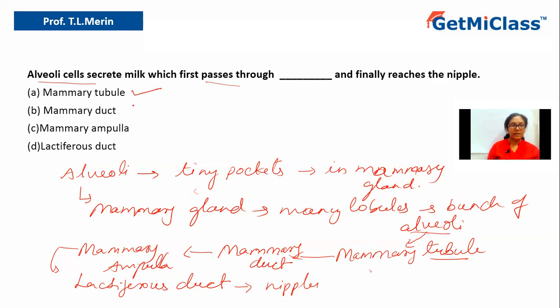Option B says mammary duct. No, because after it passes through mammary tubule only, it will come to mammary duct. Option C says mammary ampulla. Again, no, because it has to pass through mammary tubule, then mammary duct, and mammary ampulla. Then at the last, it will come through lactiferous duct, not the first. Hence, that is ruled out.